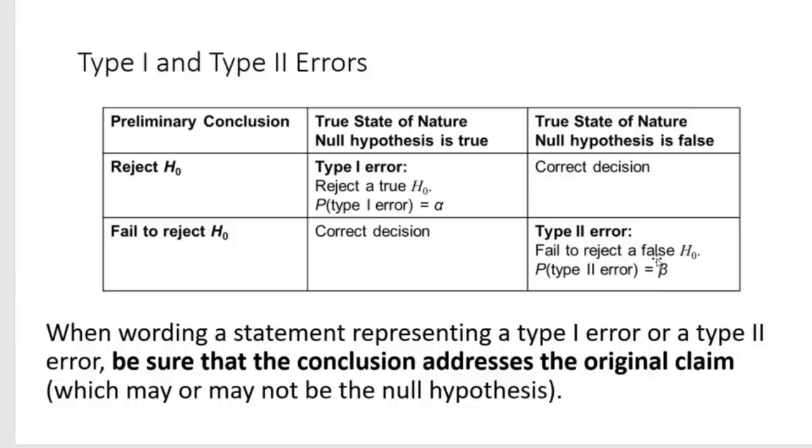So we would rather fail to reject when we shouldn't than reject it too quickly. Because failing to reject is just saying, I need more evidence. It's like, let's do another study. Let's check it out. And of course, if you reject it when it really is false, or you fail to reject it when it's true, you've done the right thing. Just always make sure that you are dealing with the original claim in your conclusion, okay? And that claim may or may not be that null hypothesis.